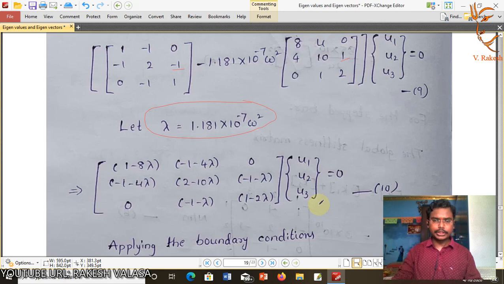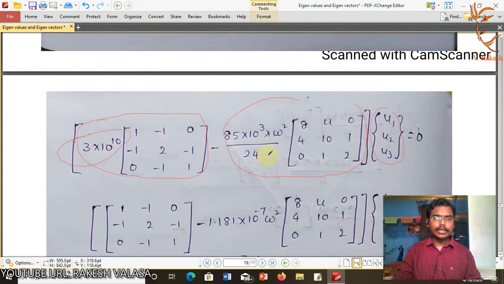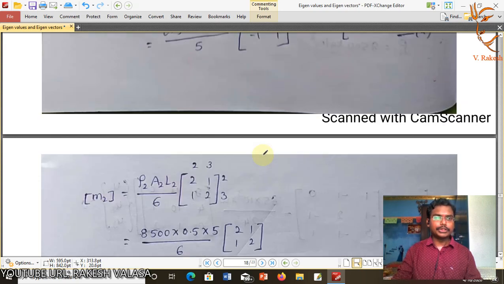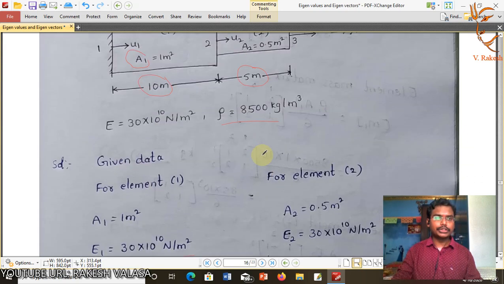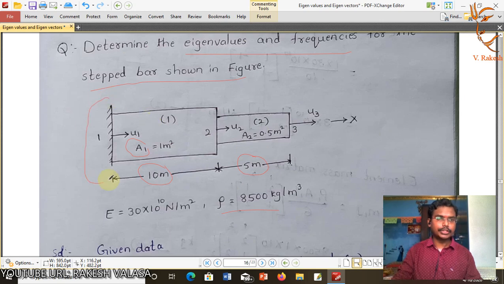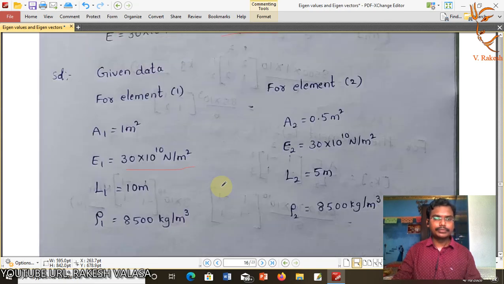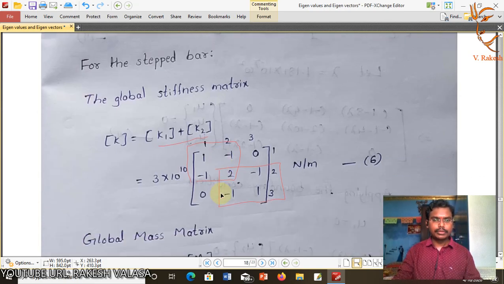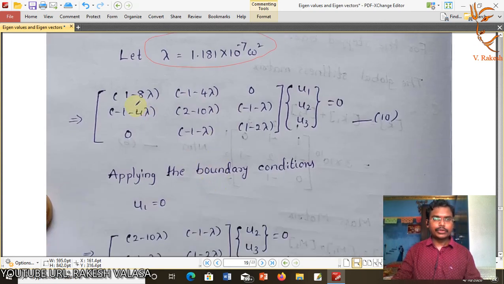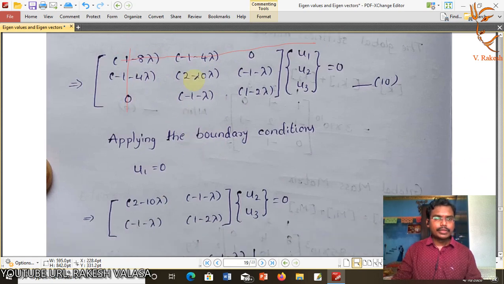Now apply the boundary condition. The given stepped bar has the first node fixed, so eliminate the first row and first column. The first node is constrained, so this is the fixed part. Now eliminate the first row and first column of this matrix. Now write the remaining elements, that is [2 - 10 lambda, -1 - lambda; -1 - lambda, 1 - 2 lambda] into u2, u3, that equals 0.